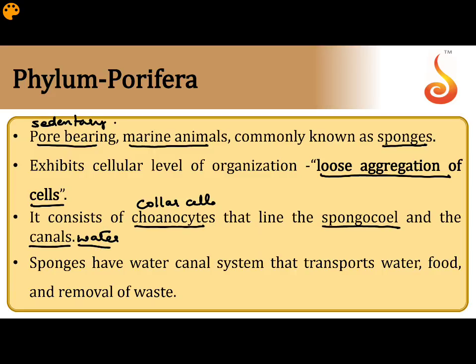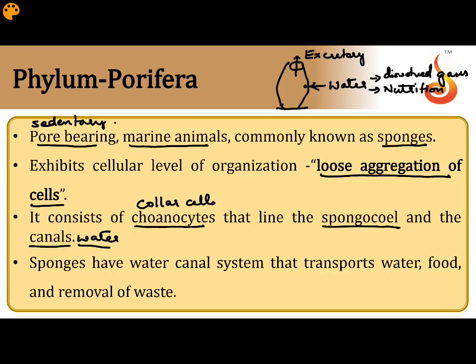Now what is water canal? Looking back at the structure, this is our sponge which has ostia through which the water is moving in, and here is our osculum through which water comes out. When the water is moving in, it carries along with it dissolved gases and nutrition. When it is moving out, it carries excretory waste. So sponges have a water canal system that transports water, food and removes waste.